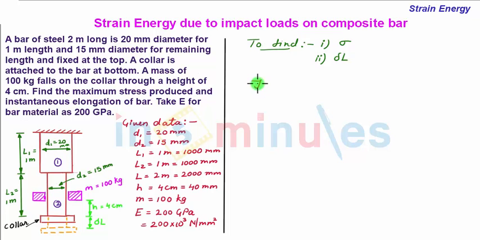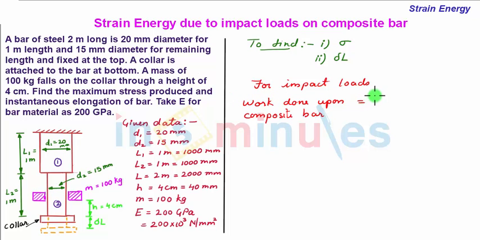Next, we also know for impact load, the work done upon the composite bar is equal to the strain energy stored in the composite bar. So this can be written as, we know the formula for work done for impact load is P into (H plus delta L), where delta L is the elongation of this composite bar, and this is equal to total strain energy stored in the two composite bar.